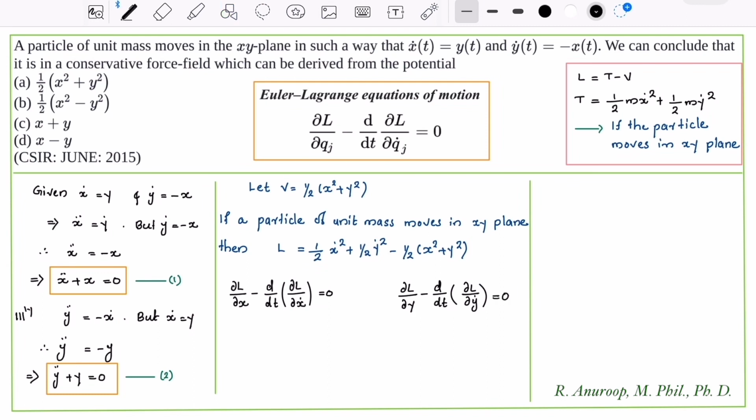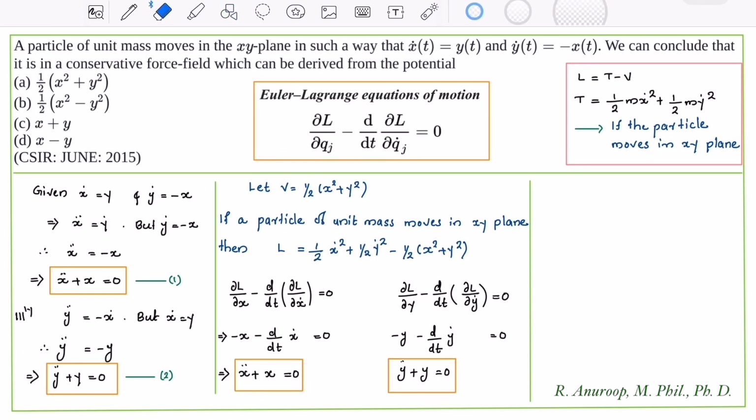Here we have taken the potential V is equal to half x square plus y square. Our first equation becomes minus x minus d by dt of x dot is equal to 0. Our second equation becomes minus y minus d by dt of y dot is equal to 0. This implies x double dot plus x is equal to 0 and y double dot plus y is equal to 0. This is the same as equation number 1 and equation number 2.